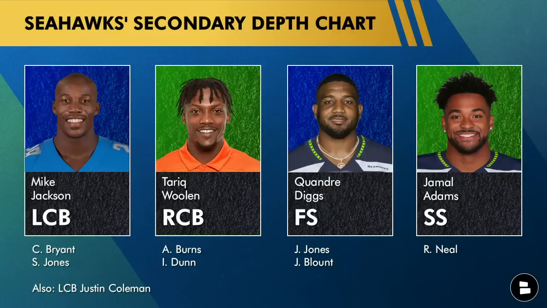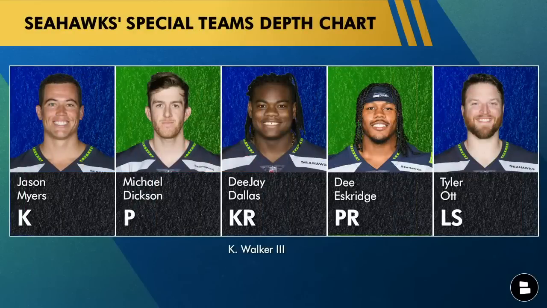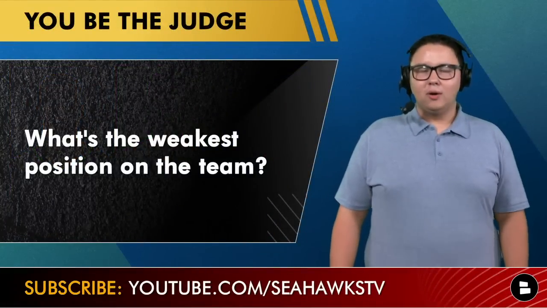And then beyond there, the guys that are competing in the special teams, you can see Jason Myers, Michael Dixon leading the way. They've been around for a bit now. The punt returner is Dee Eskridge, kick returner DJ Dallas, and then Tyler Ott as the long snapper. Kenneth Walker III listed as the backup kick returner, so we could see him potentially in one of those kick returner spots. So that is the complete depth chart of all 53 for your Seattle Seahawks.